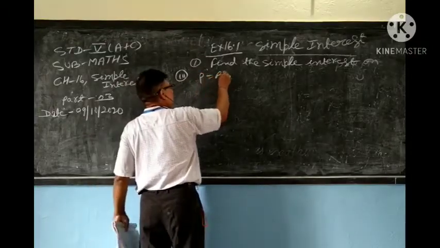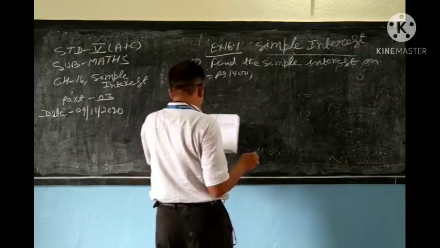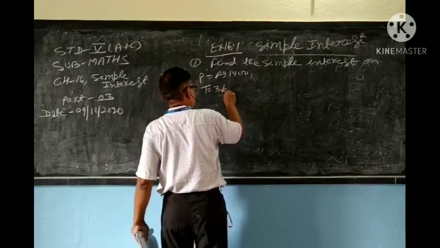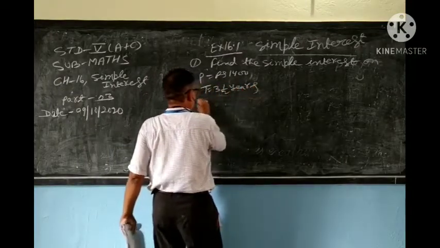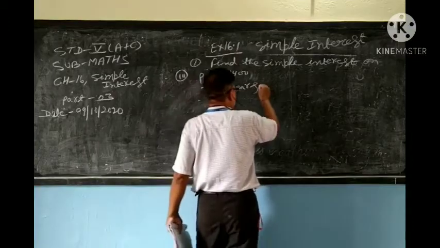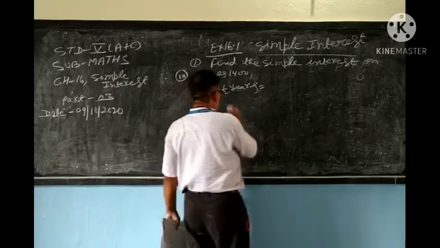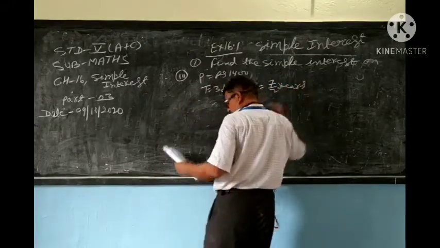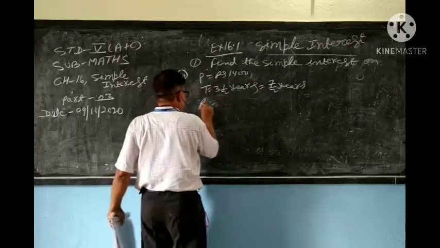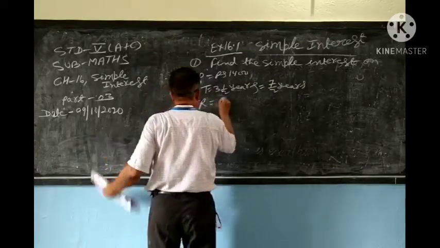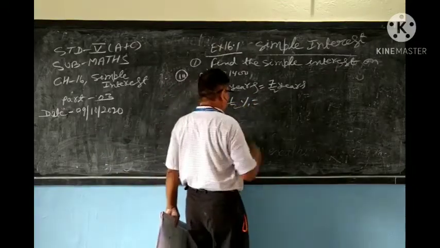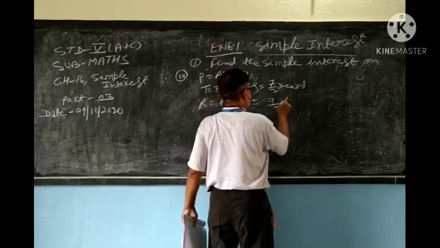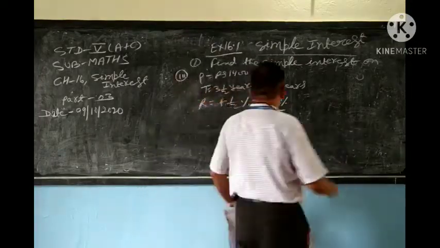P is equal to rupees 1400. T is equal to 3 by 2 years, which you change into a mixed fraction; as an improper fraction, 3 into 2 is 6 plus 1, 7 by 2 years. And the rate is given 4 1 by 2 percent, means 4 into 2 is 8 plus 1, 9 by 2 percent.